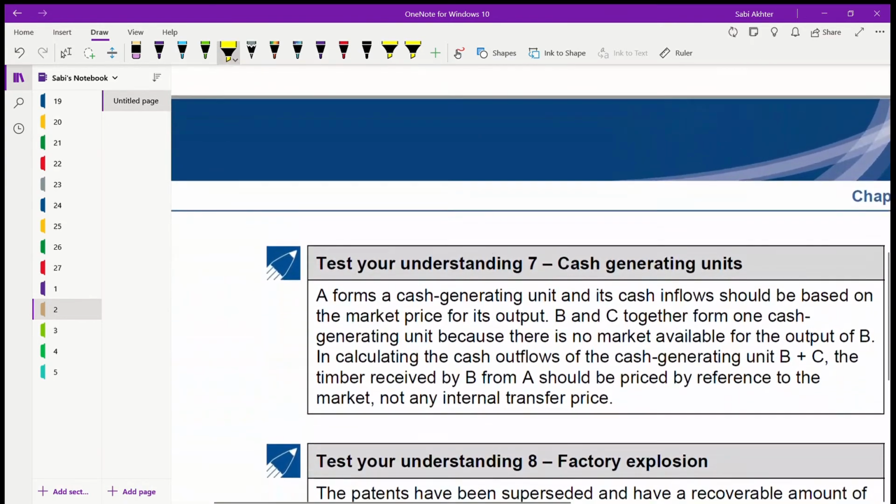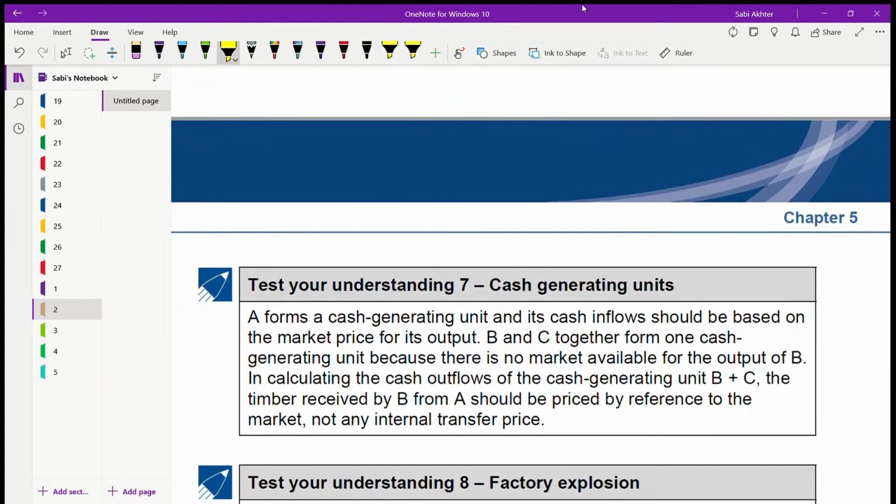Okay, so how are we going to identify? A forms a cash generating unit, and the cash inflow should be based on the market price of its output. B and C together form one cash generating unit because there is no market available for the output of B. In calculating cash outflows of the cash generating unit B plus C, the timber received by B from A should be priced by reference to the market, not any internal transfer price. So definitely this type of question will not be asked in the exam. What you will be asked is how to allocate the impairment among your cash generating units.